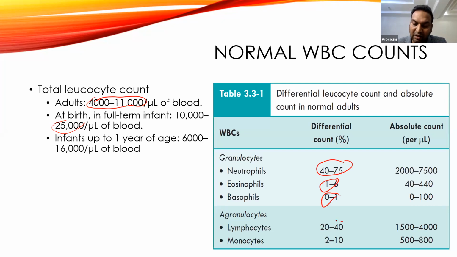The second highest concentration is the lymphocyte, that is 20 to 40%, while monocytes are currently 2 to 4%. Then this percentage what you got in a WBC count.